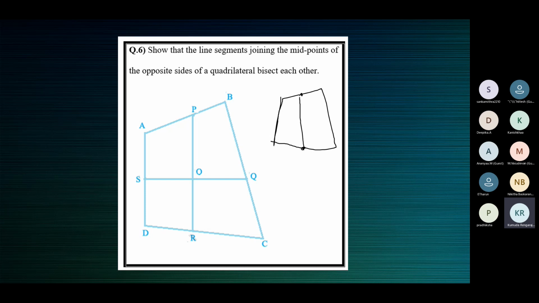This is a line segment joining the midpoints. Midpoint, midpoint. So that's how we get a figure like this. We need to prove that the line segments join the midpoints of the opposite sides. They are not diagonals.